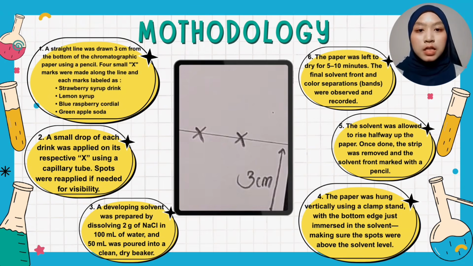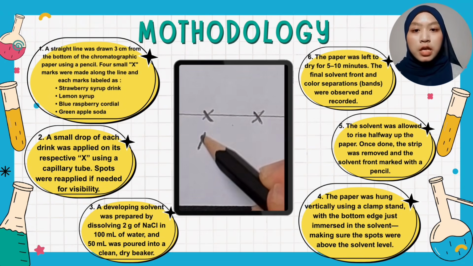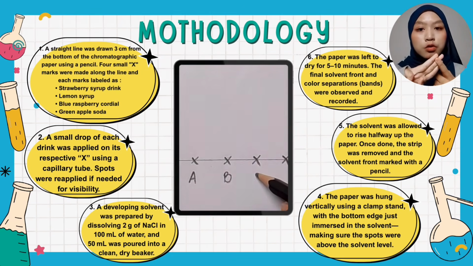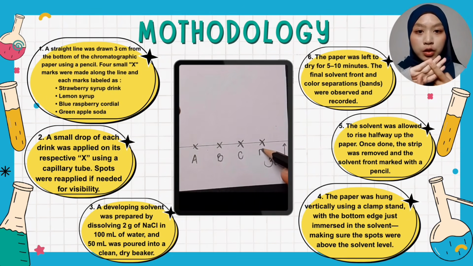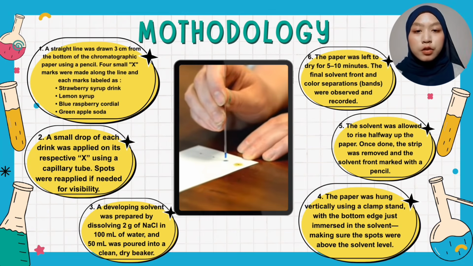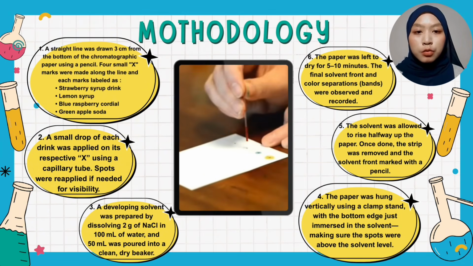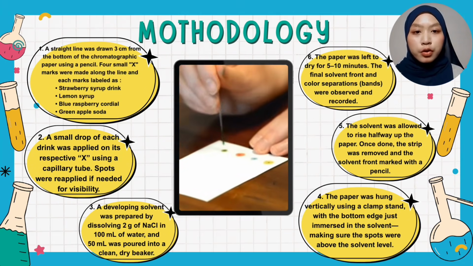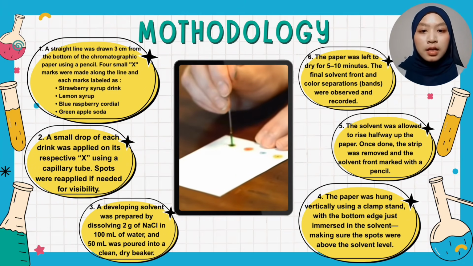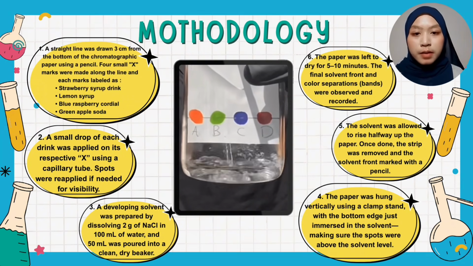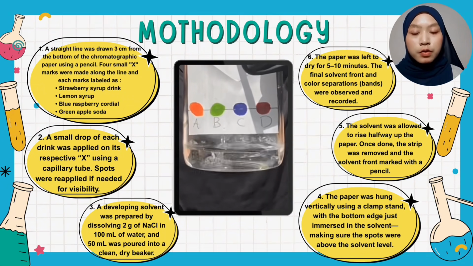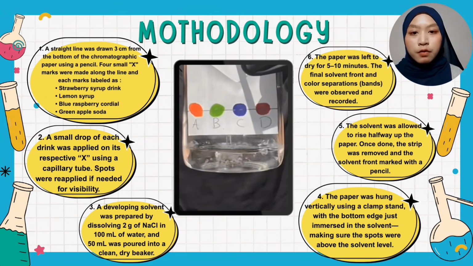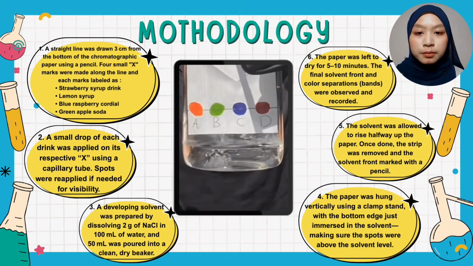Then label each X with the drink names, which are strawberry syrup drink, lemon syrup, blue raspberry cordial, and green apple soda. After that, use a capillary tube to place a small drop of each drink on its labeled X. Repeat the spot if the color is too light. Next, prepare the solvent by mixing 2 grams of NaCl with 100 ml of water. Pour about 50 ml of this solution into a clean beaker.